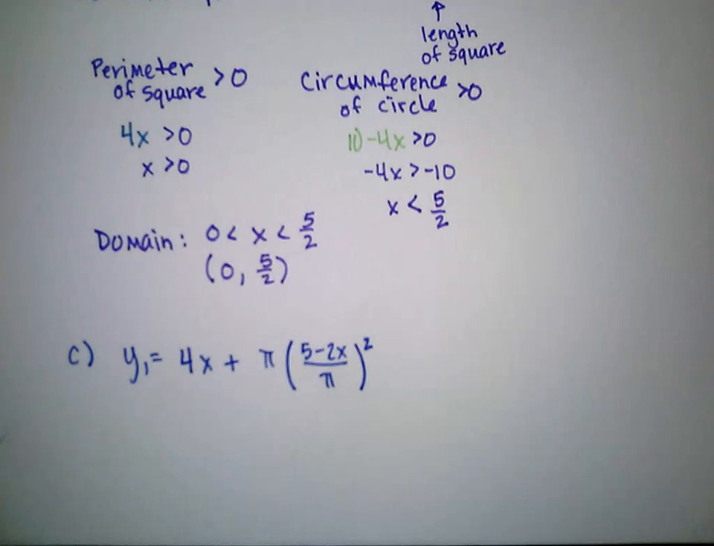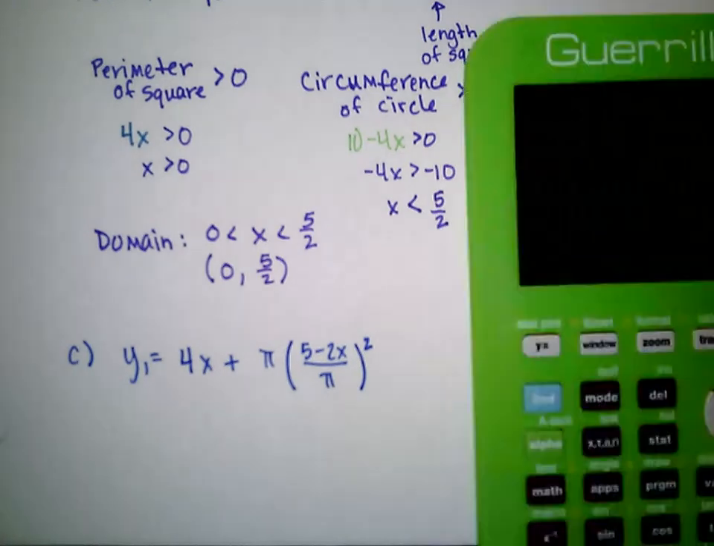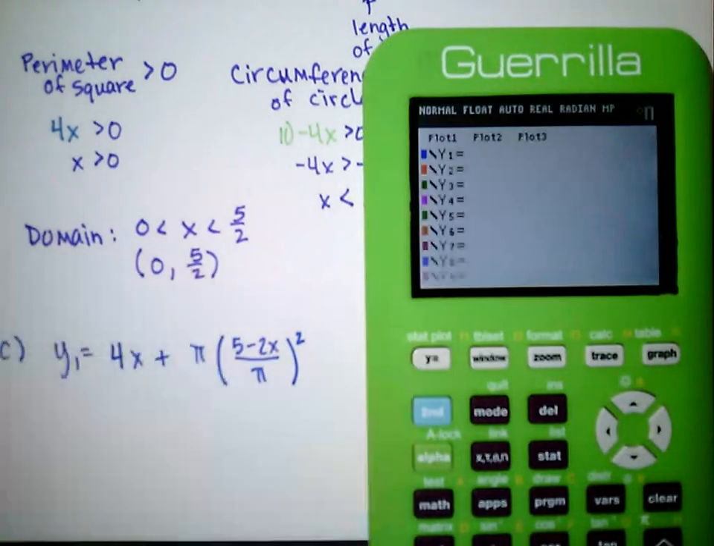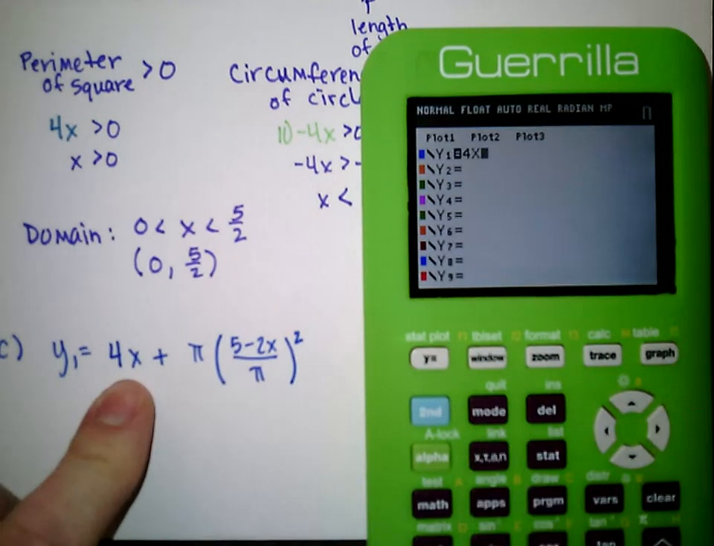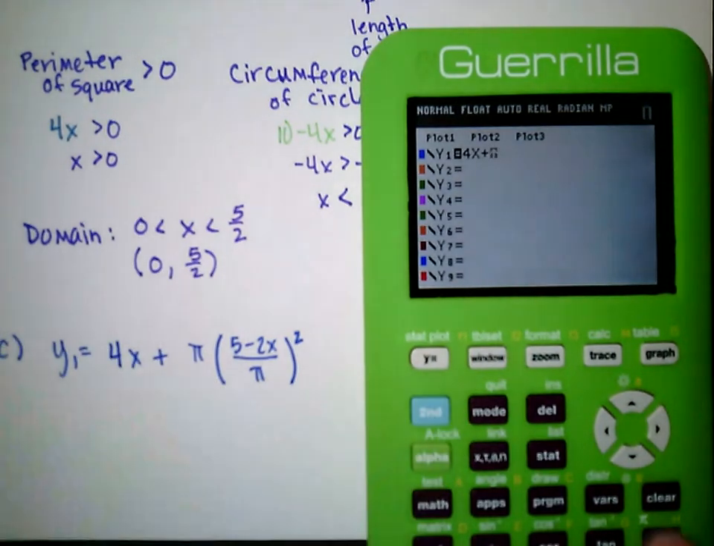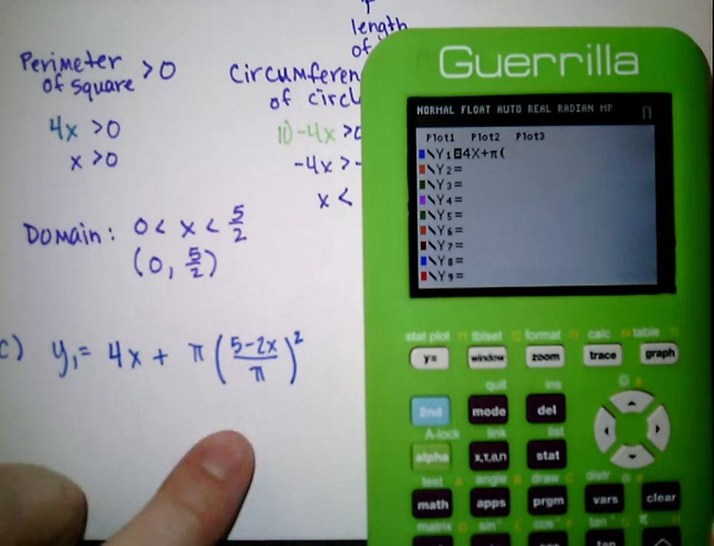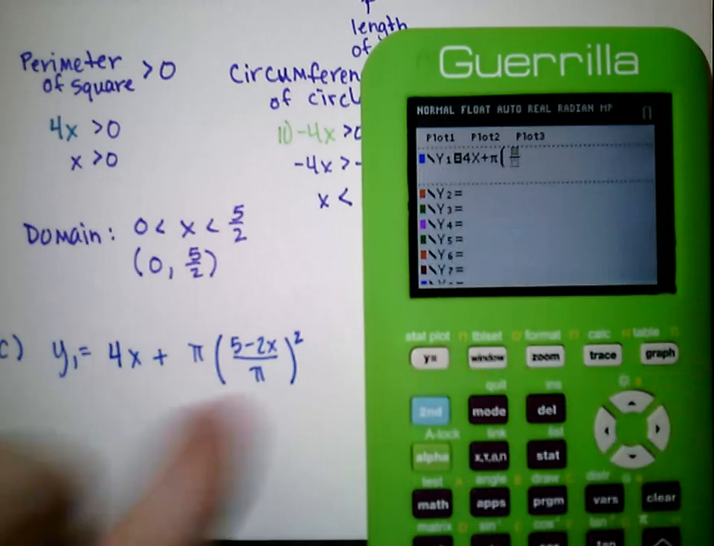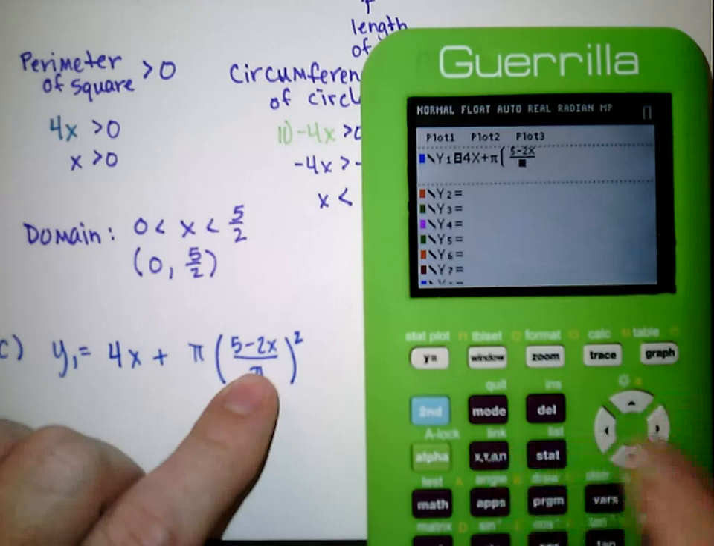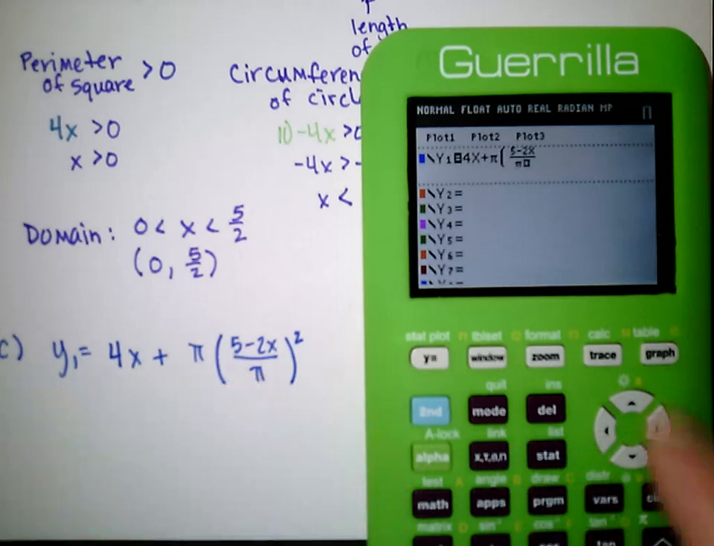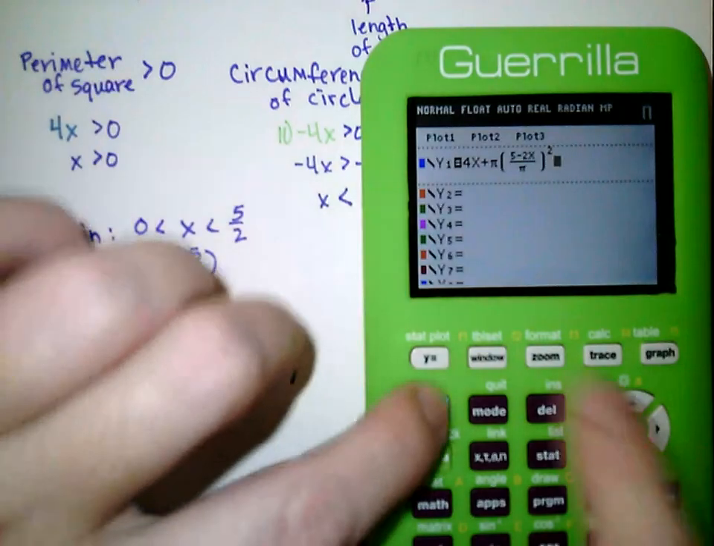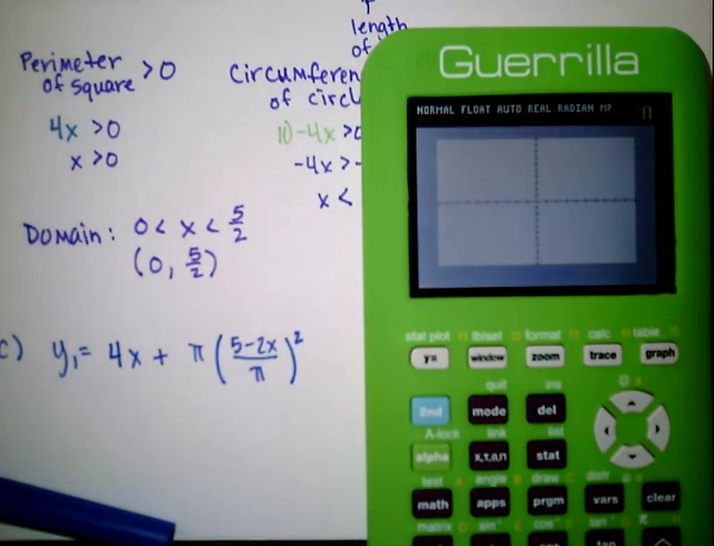Need to grab my graphing calculator. And in y1, we're going to put this formula for x plus pi times, I can do this, I can get that fraction. Remember, alpha y equals gives us a fraction. 5 minus 2x over pi in my parentheses and squared. Okay, I'm just going to put this in like standard viewing window. So zoom 6 and see what we can see.